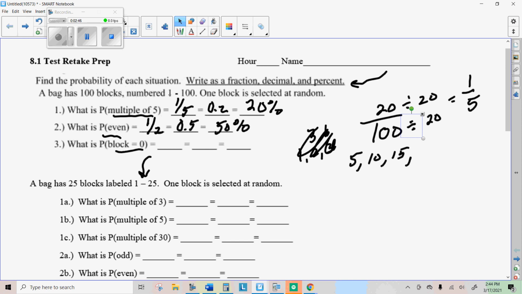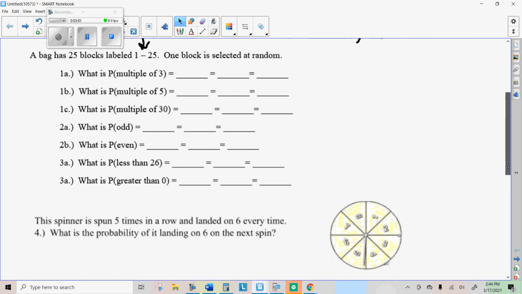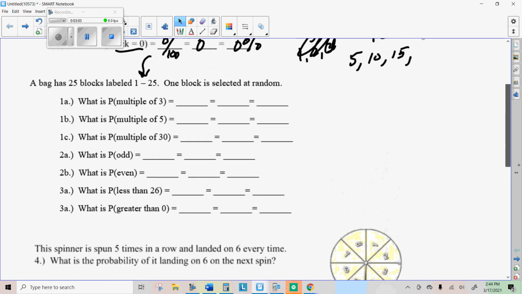Okay, what is the probability the block is 0? Since 0 is not one of the numbers from 1 to 100, it's 0 out of 100. The decimal for that, of course, is 0, which is 0%. All right, moving on.